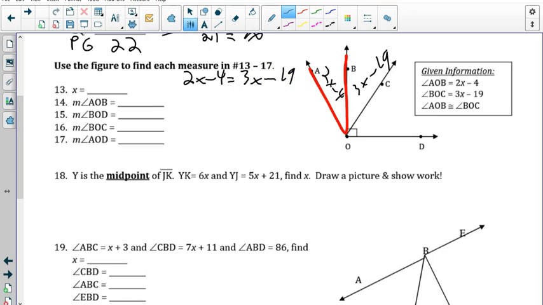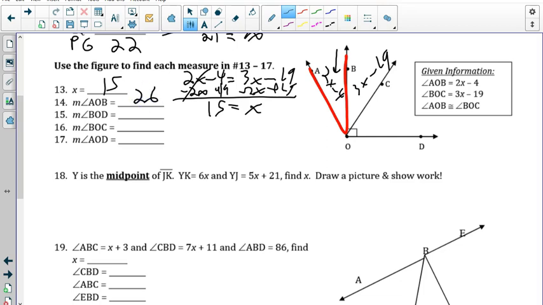Again, I like to keep my x's positive, so I'm going to subtract 2x. And at the same time, I'm just going to add 19. 19 minus 4 is 15. And 3x minus 2x is simply x. So x is 15. Now what's AOB? I'm going to plug 15 in right here. 2 times 15 is 30. Minus 4 is 26.